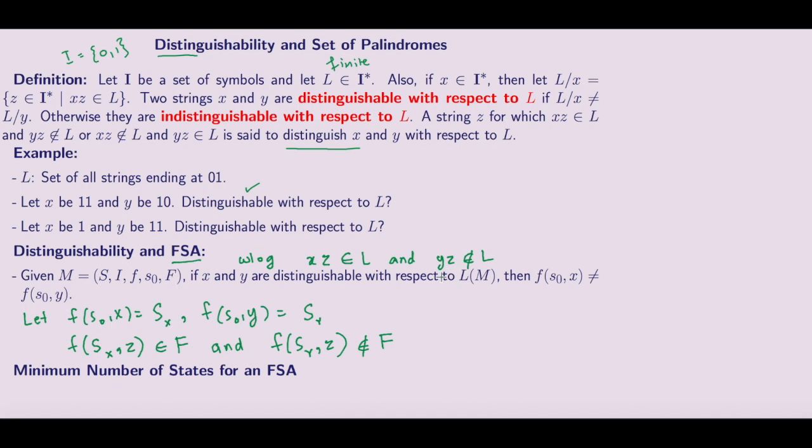Okay, makes sense. So what does this mean? Since z is the same string, and using the same string leads us to different states, we can say Sx is not equal to Sy, which means that F of S0 x is not equal to F of S0 y. Okay, so this completes the proof.